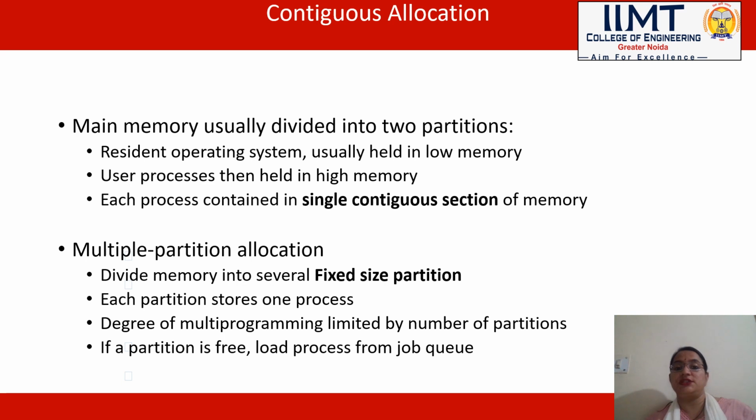Contiguous allocation. Contiguous allocation is a method used in computer systems to allocate memory or disk space to a program or file. Main memory is usually divided into two partitions: the resident operating system, usually held in low memory, and user processes, held in high memory. Each process is contained in a single contiguous section of memory.